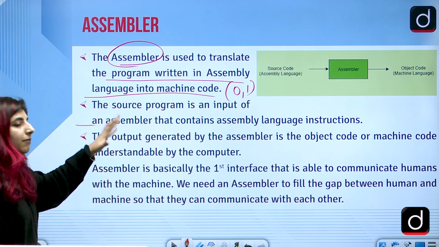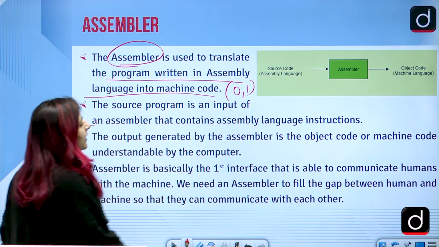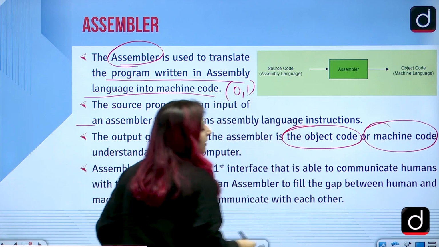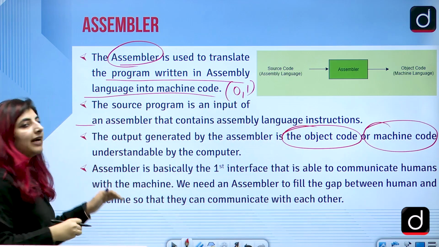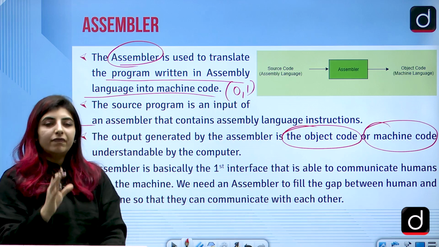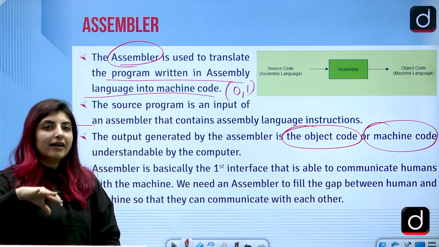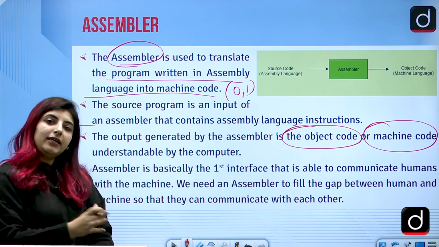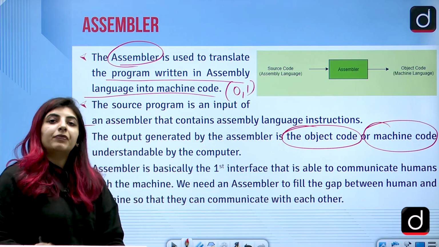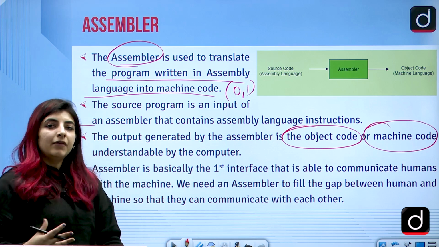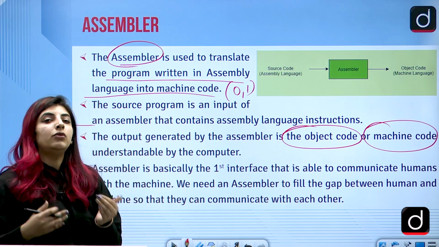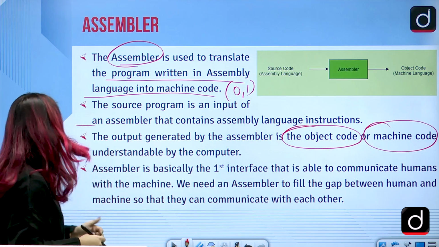The output generated by the assembler is the object code or the machine code, because it is written in machine language, understandable by the computer. So obviously it is converting what we are writing into the language which is understood by the computer. All three things do the same, but the only differentiation between them is how, in one go, in entirety, they deal with translating the program.